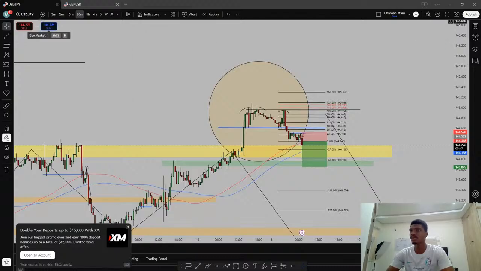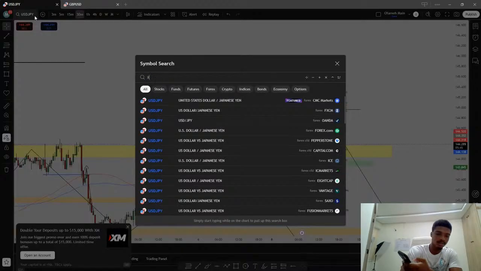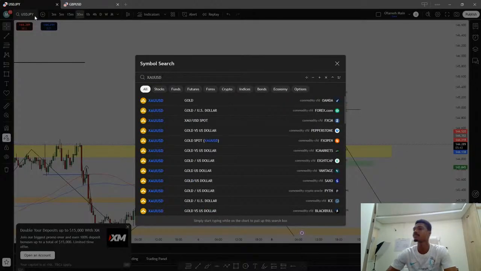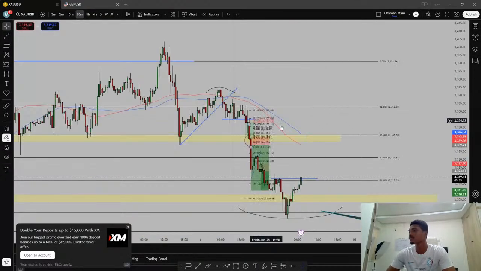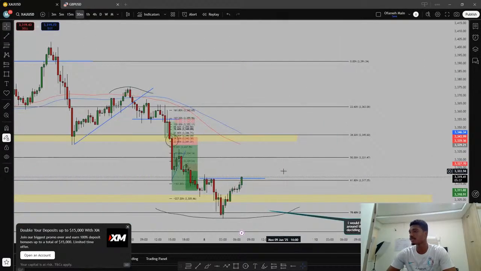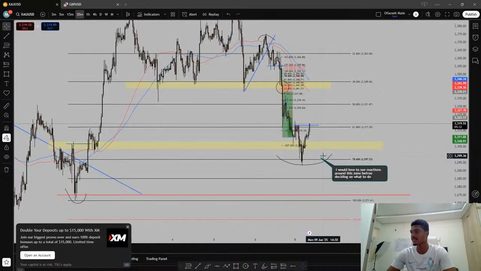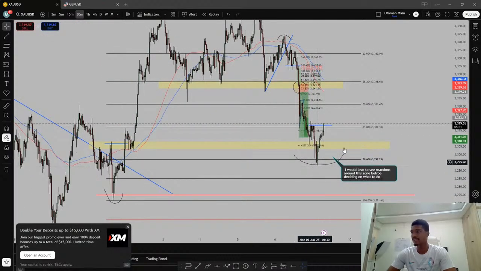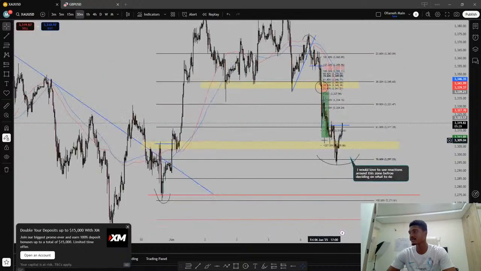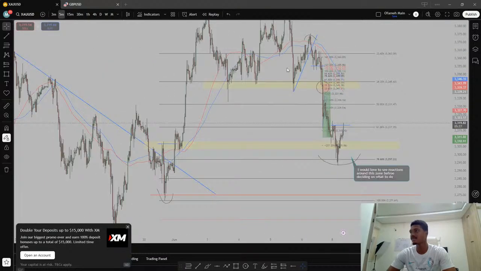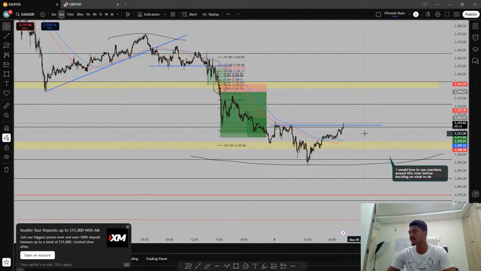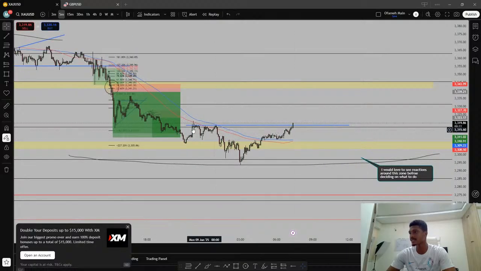Gold. Let's go to XAU USD. So okay, good. Gold is reacting towards our area where we mapped out yesterday. You guys can see that price is moving nice from that point. So I'd love to see a nice breakout of this resistance area before I start taking any trade.